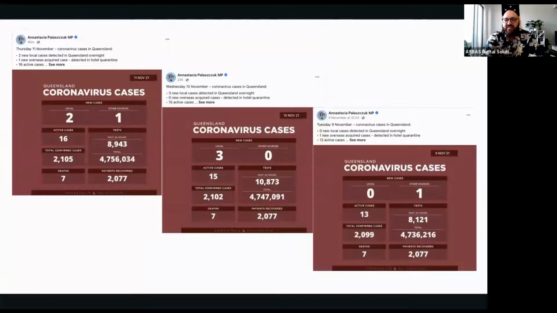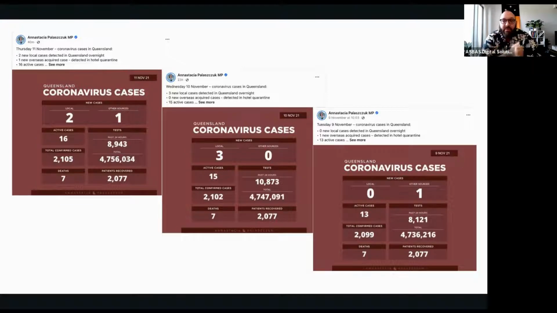You see this in the case of Anastasia from Queensland. The corona cases are communicated in a very clear, consistent, and easy to digest way. When you look at the case numbers from the 9th of November through to Wednesday the 10th, then up to Thursday the 11th of November, we see the process. There are 2 cases reported today in Queensland, with one other source, and 16 active cases in the whole state. They've got a total of confirmed cases over time, the deaths over time, the tests, the vaccinations, and the patients recovered. And it's produced in a consistent way all the time.